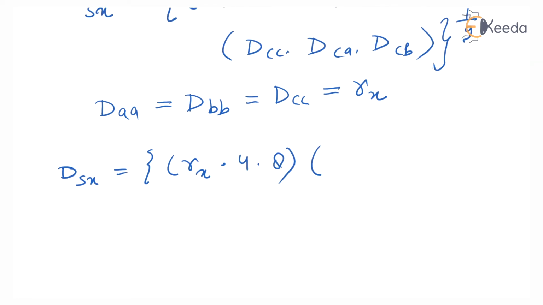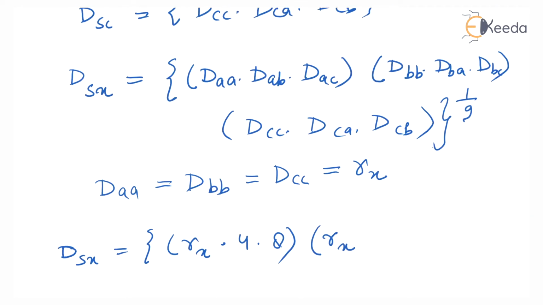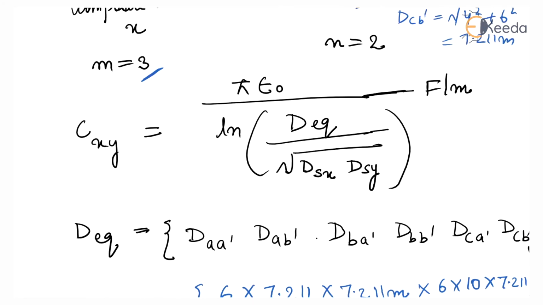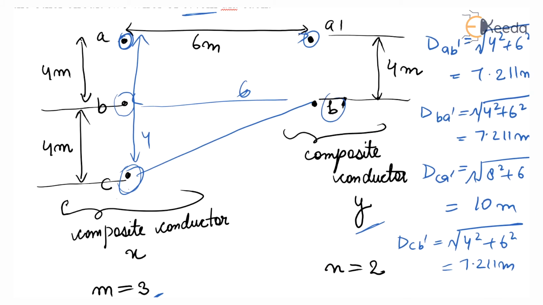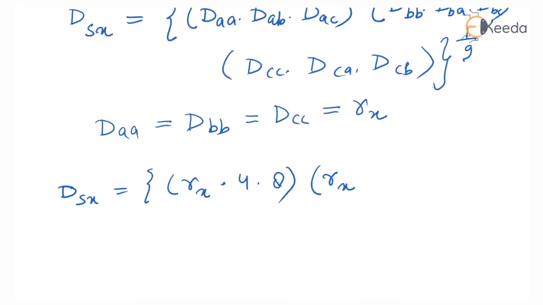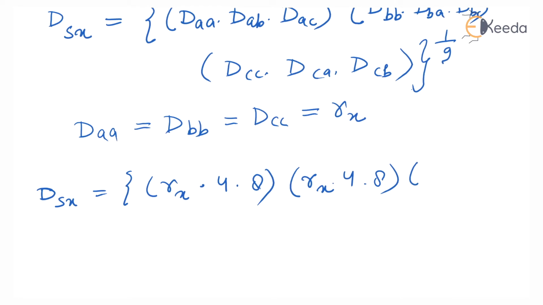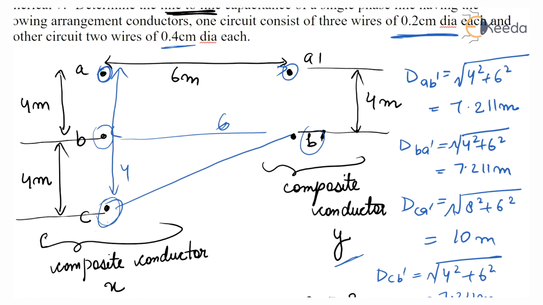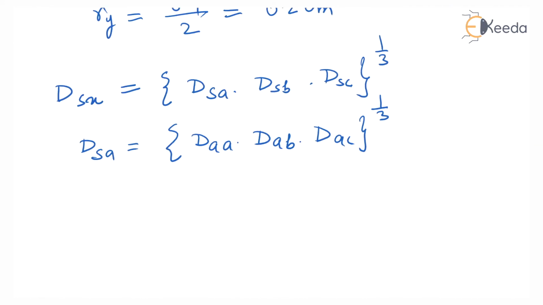Now distance B to B means Rx, B to A and B to C. B to A and B to C, again 4 and 8, into 4 into 8. Now distance C to C is Rx into DCA and DCB. C to A is 8 and C to B is 4.